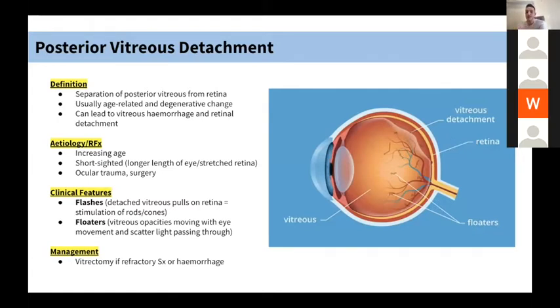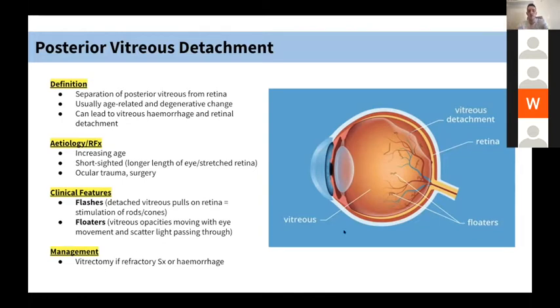So next one, posterior vitreous detachment. If you think of this diagram here, you've got your vitreous, which is attached to the retina at the back, and for whatever reason, it comes off. When you get this separation, it's usually from age-related or degenerative change. And what it can sometimes lead to is a vitreous hemorrhage, so a bleed in this area, or actual proper retinal detachment.